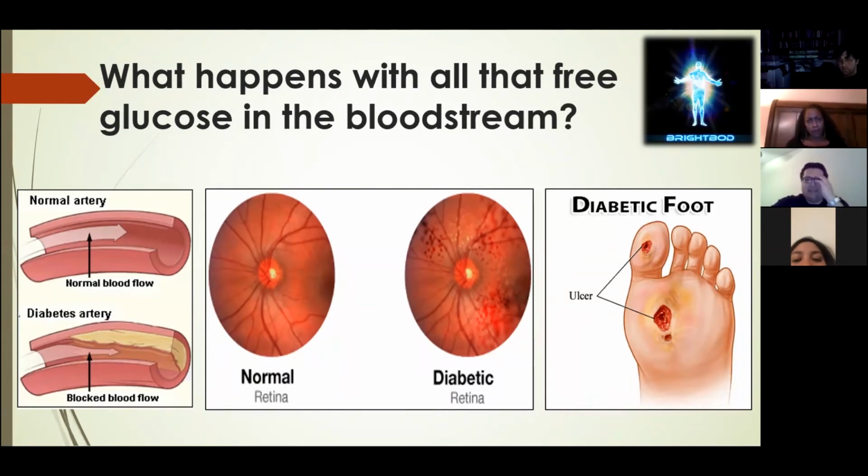And this is just an example of what happens to all of that sugar. But these are like main characteristics of diabetics. But there are more things that could happen.